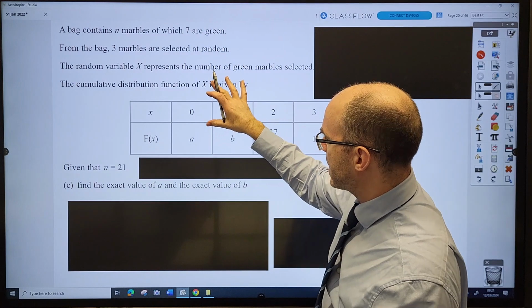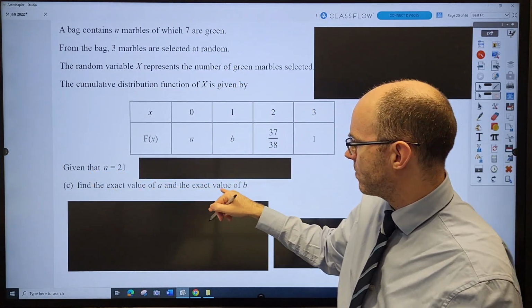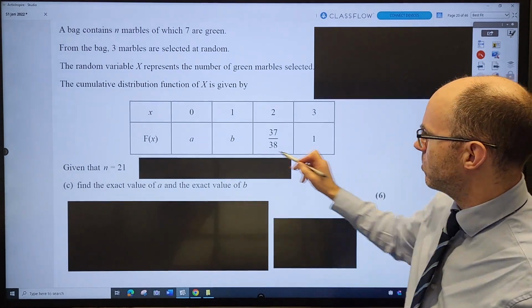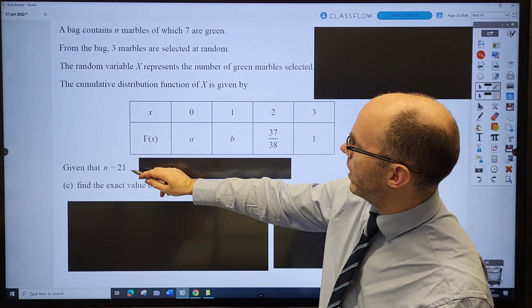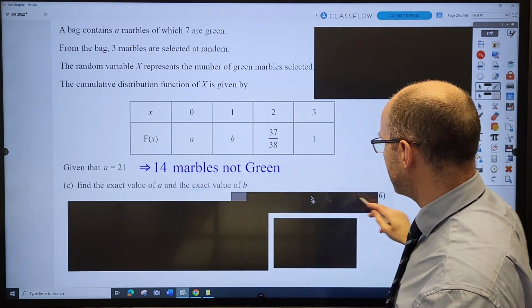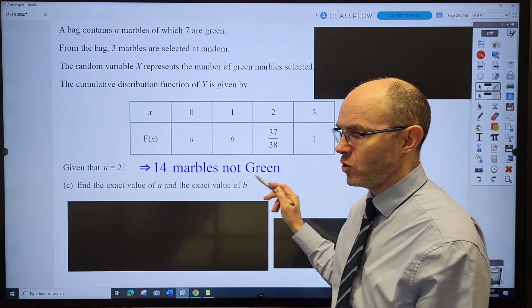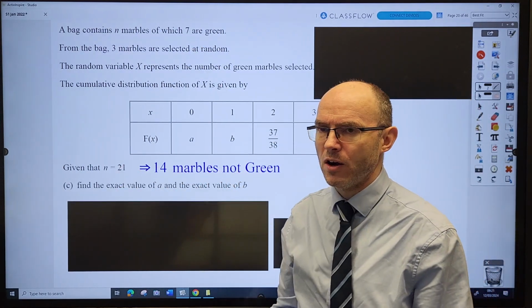That's from the beginning again. So given that n is 21, find the exact value of a and value of b. So we've just got to find what these two values are here. Now, if n is 21 and there's 21 marbles, 7 which are green, then 14 of them are not green. So 21 marbles, 7 green, so 14 of them are not green.